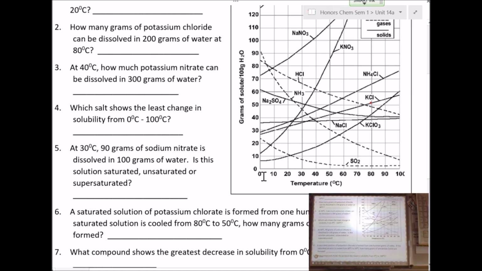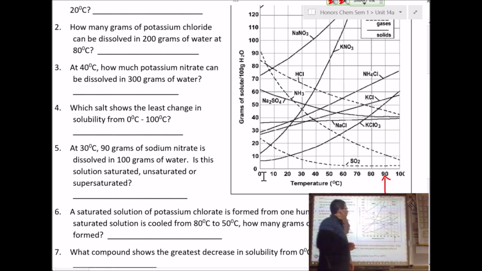Not going to talk about number 4. How about number 5? It says at 30 degrees, 90 grams of sodium nitrate is dissolved in 100 grams of water. So let's do this first. Let's find 90 degrees. Okay. And it says 90 grams of sodium nitrate.